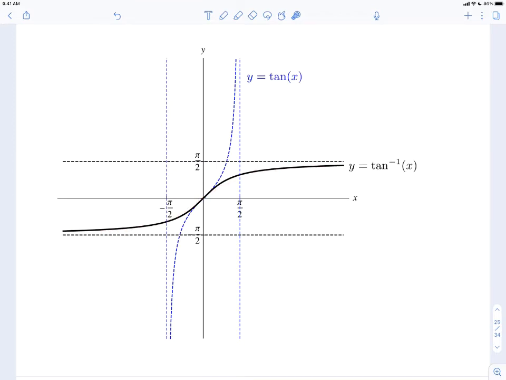Now, notice some important features are the asymptotes. So tangent has a vertical asymptote at -pi/2 and +pi/2. Those also get reflected. So inverse tangent has horizontal asymptotes at -pi/2 and +pi/2. Now this one down here is -pi/2. The horizontal line is sort of covering up the minus sign, but there's a minus there, -pi/2. So the vertical asymptotes of tangent become horizontal asymptotes for inverse tangent.